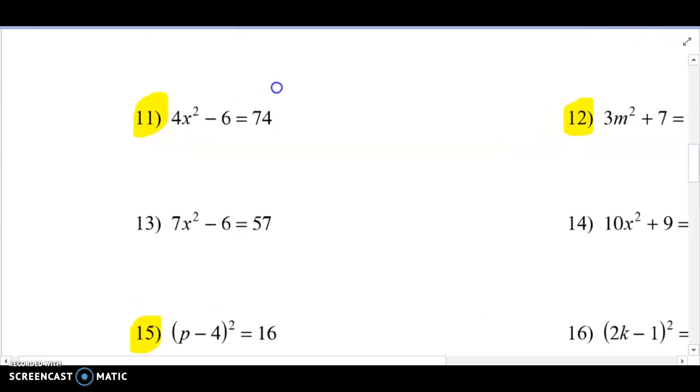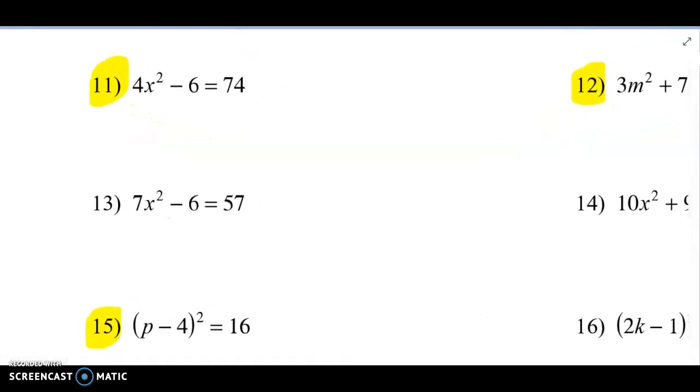Let's keep moving. Number 11 over here. Same thing here. That's an a term. This is a c, and that's a c term. So there's no b term. B term is always attached to x. I'm going to get the 4x squared by itself, so I need to add 6 to get rid of that. That gives me 4x squared equals 74 plus 6 is 80.